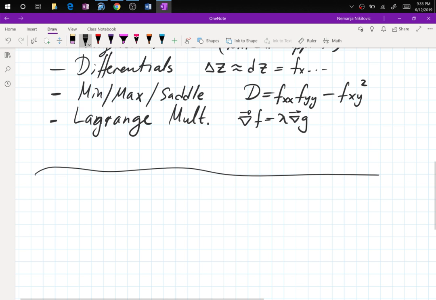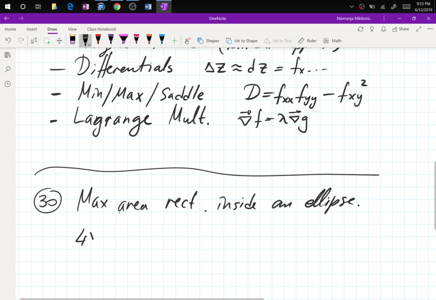Maximum area rectangle in an ellipse. That sounds cool. The ellipse is given by 4x squared plus 16y squared equals 16. Well, that's your constraint. That's the ellipse. So that's immediately your g(x, y) right there.